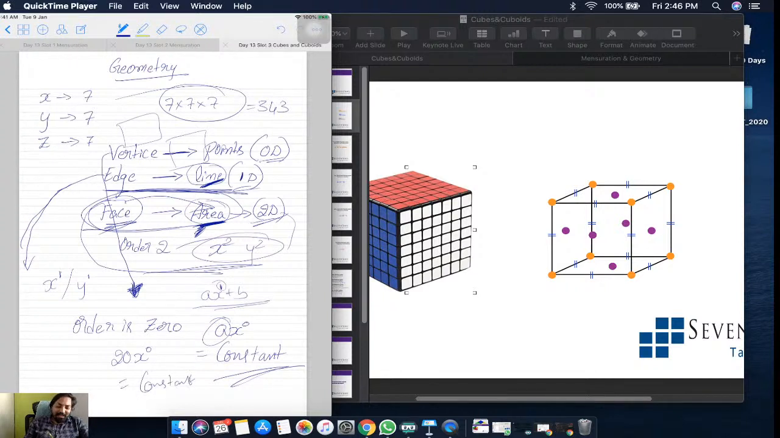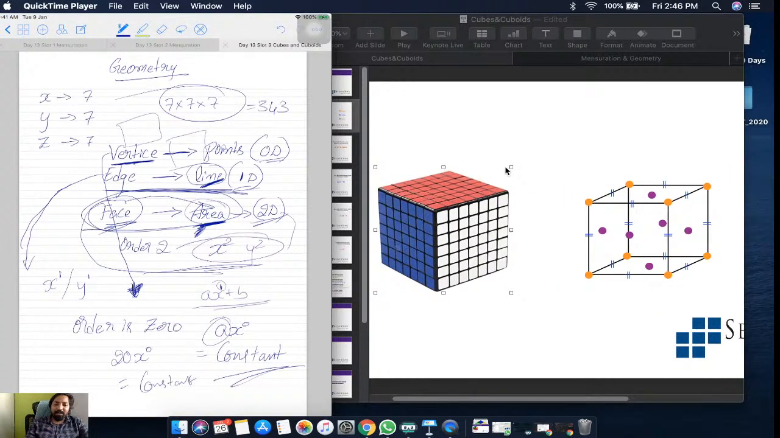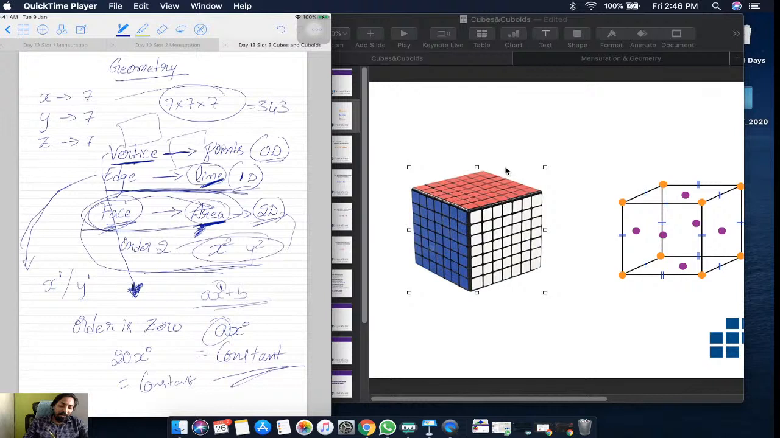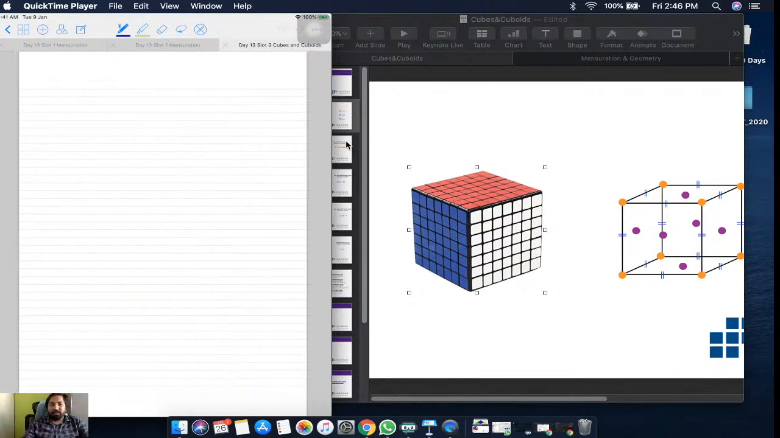So anything related to vertices in cubes will be a constant, anything related to edge will be a first order equation, and anything related to face will be a second order equation. Now I'll explain this in detail by doing some examples.